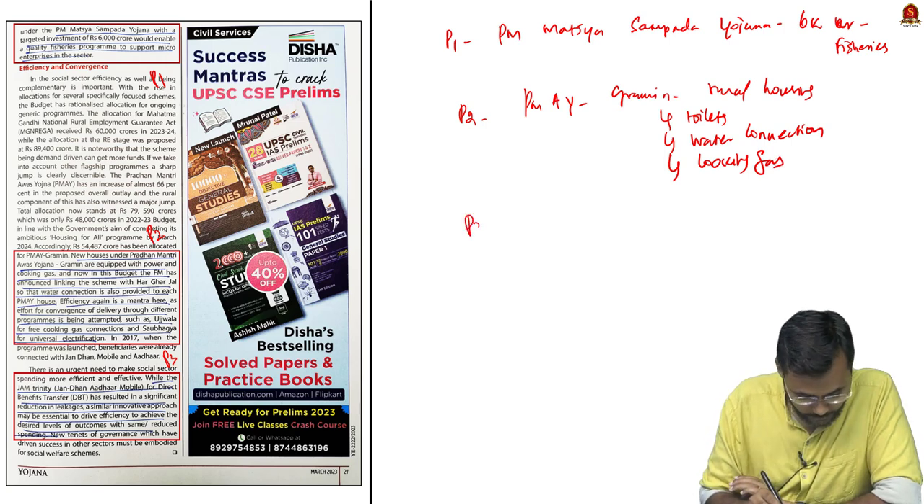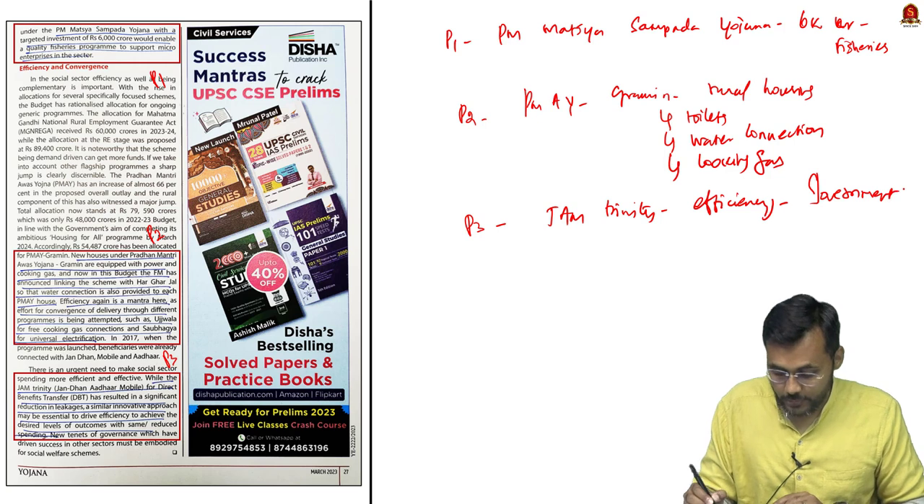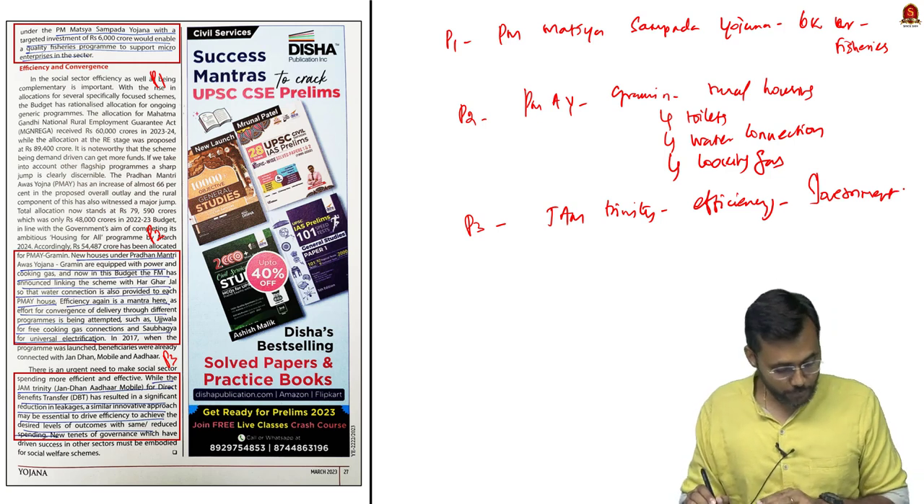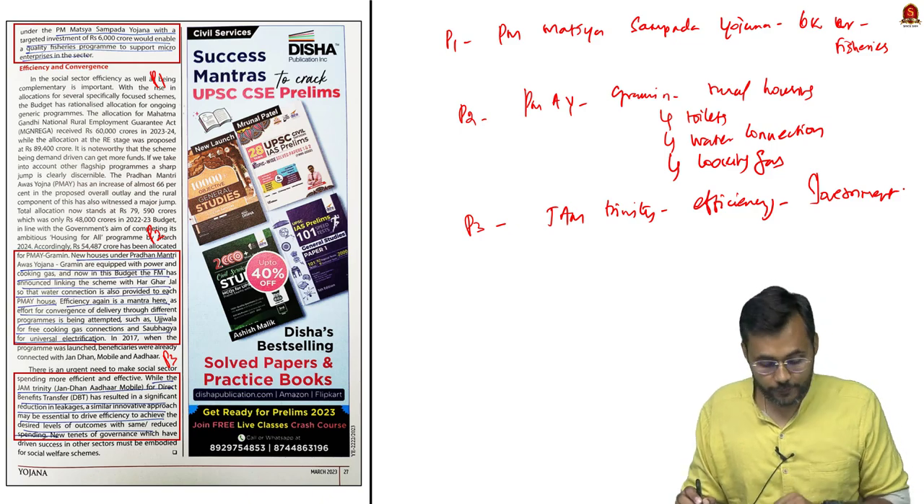Whereas paragraph 3 speaks about the Jan Dhan Yojana, what they call the JAM Trinity. JAM Trinity, which increases the efficiency of the government. JAM Trinity stands for Jan Dhan Yojana, Aadhaar and Mobile, which increases the efficiency of government to reach the beneficiaries.